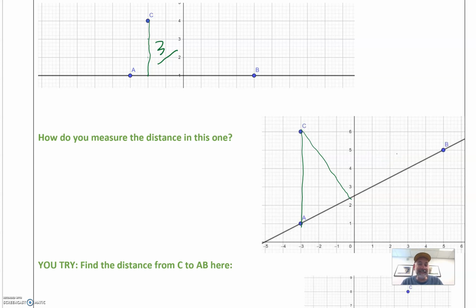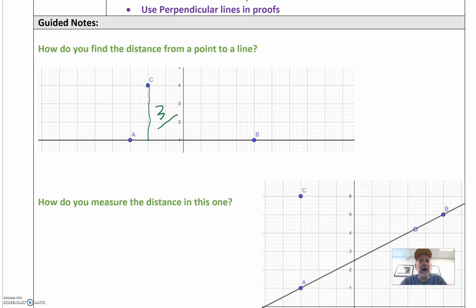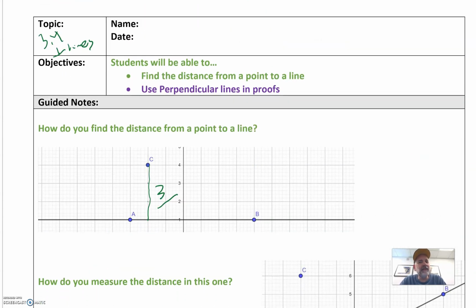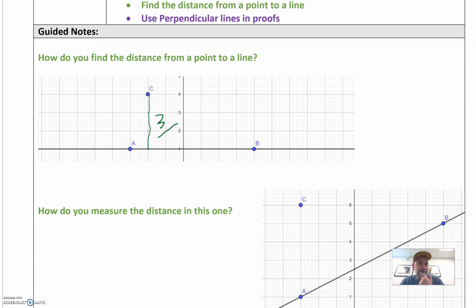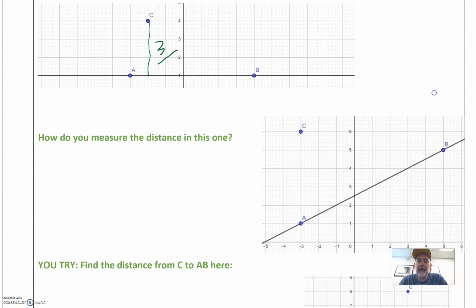And so I hope you can kind of see why finding the distance from a point to the line, and how you do that, is actually a little bit more complicated than that first problem implied. So it's like, well, how am I supposed to know which line I'm supposed to draw? Because you'll actually get different distances depending on how you draw it.